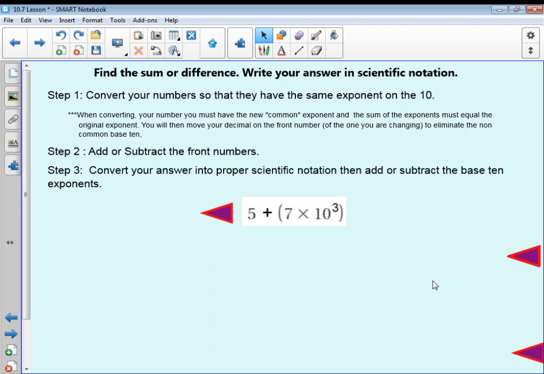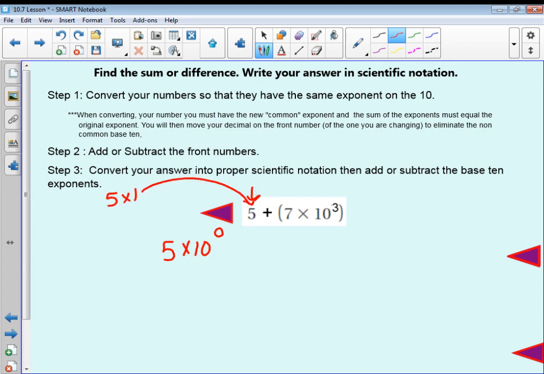So this one's kind of tricky because of this 5. If I were to write that out in scientific notation, it would actually be 5 times 10 to the power of 0. There are 0 spaces that we would have to move. Now remember, anything to the power of 0 in a previous section would equal 1. So 5 times 1 still gives me that 5. So we're going to write it out using scientific notation of 5 times 10 to the power of 0. And then we also have where we're adding 7 times 10 to the power of 3.